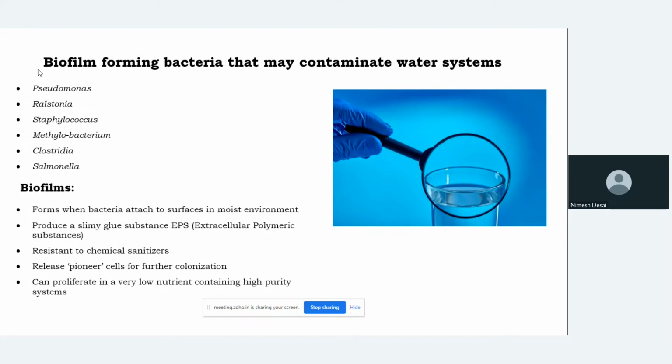So why is it important to monitor the water system on a routine basis? Because there are many microorganisms which have the capability to generate biofilms in the water system. In that condition, the quality of the water can be compromised. So to maintain the consistency of the water quality, we need to monitor the water system on a daily basis.